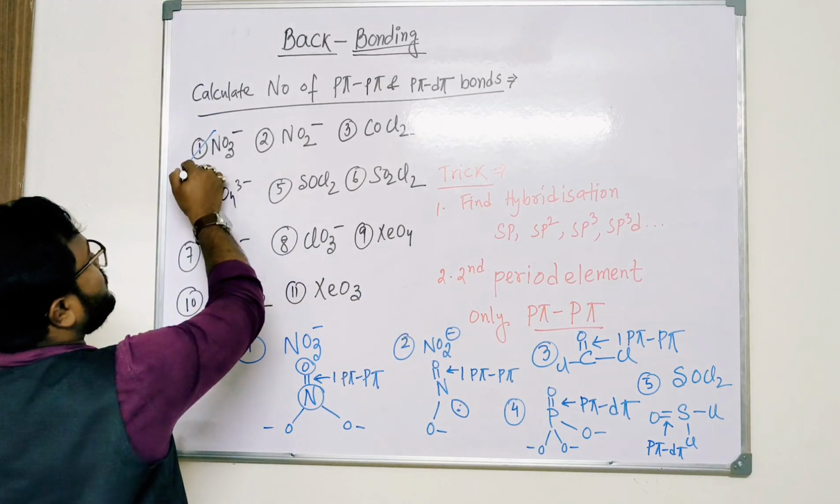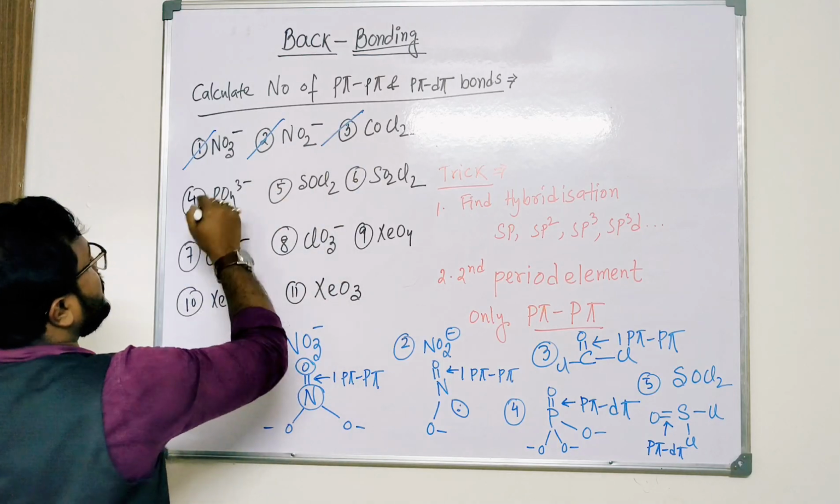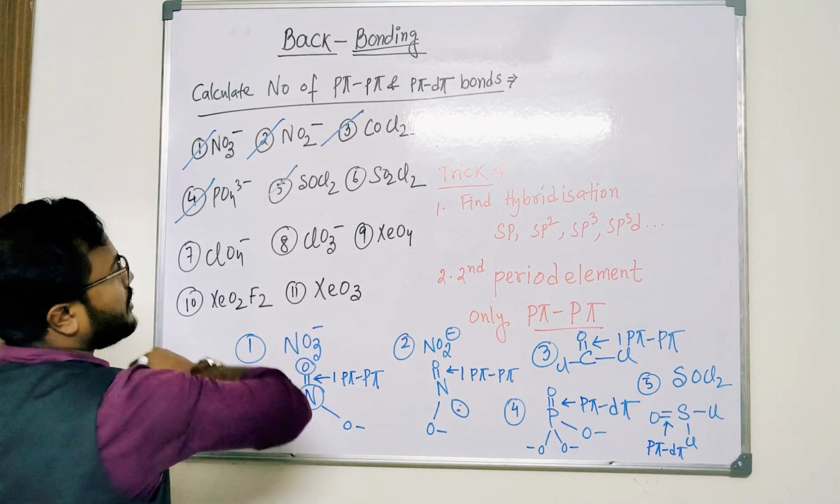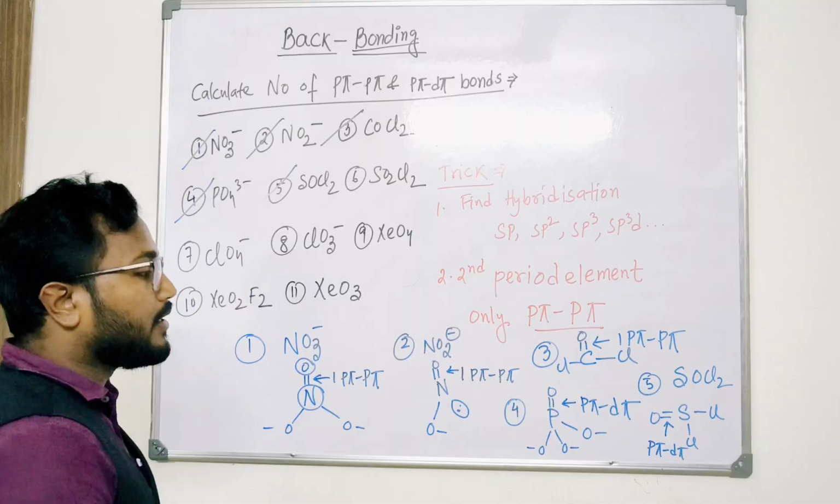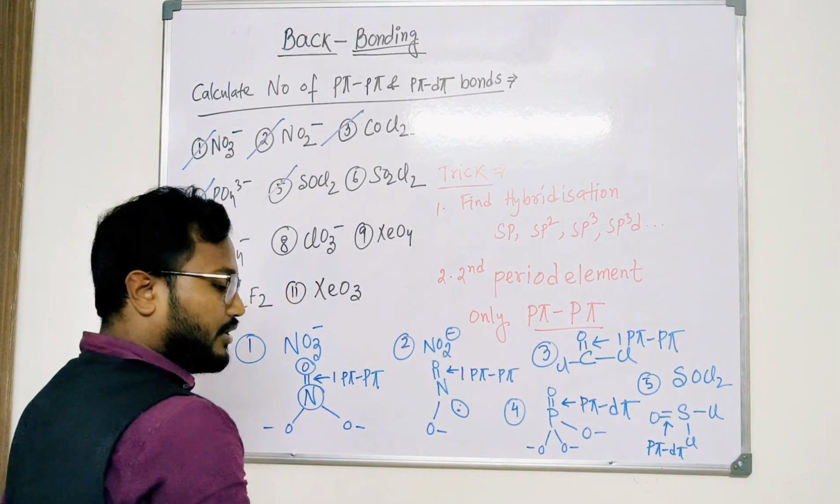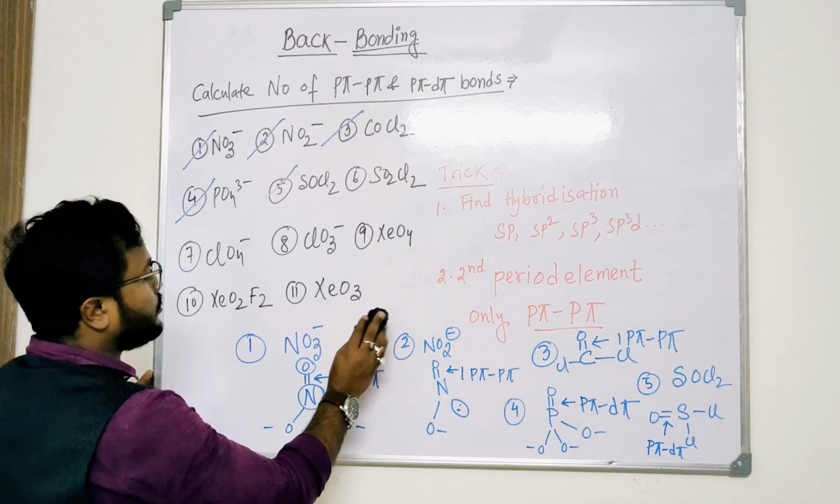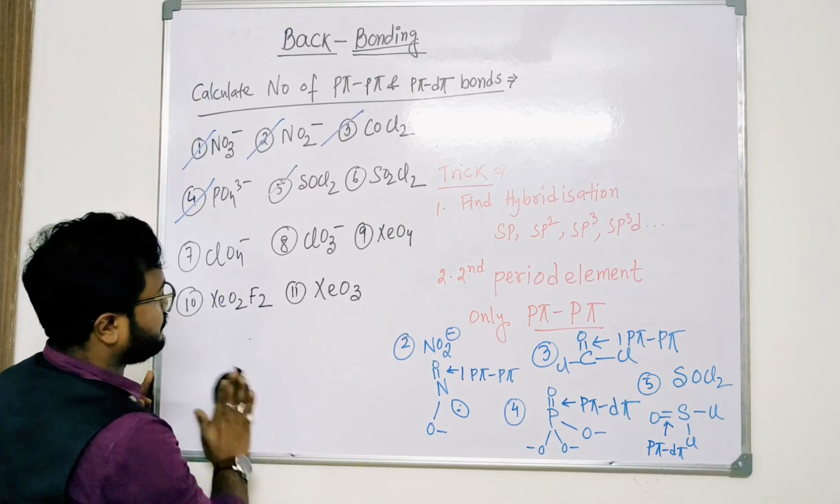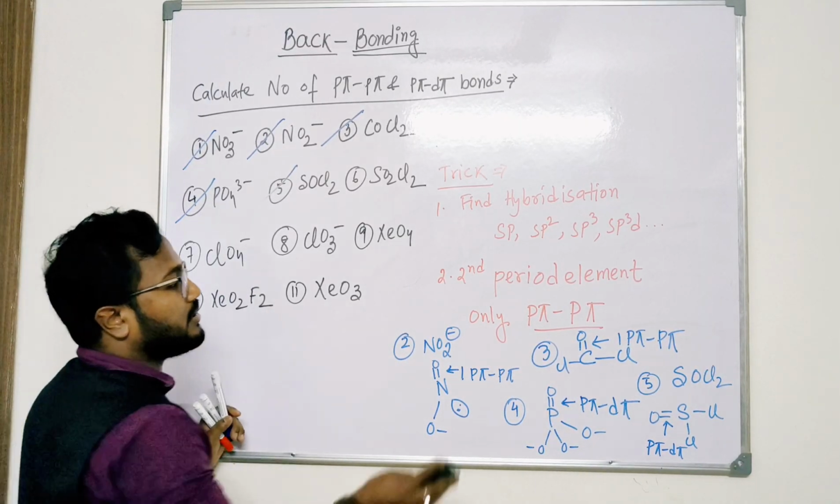So the first series we have solved: NO3 minus, NO2 minus, COCl2, PO4 3 minus, SOCl2. For SO2Cl2, what will be the arrangement? Let's see. When we are checking for SO2Cl2, I am erasing this part.